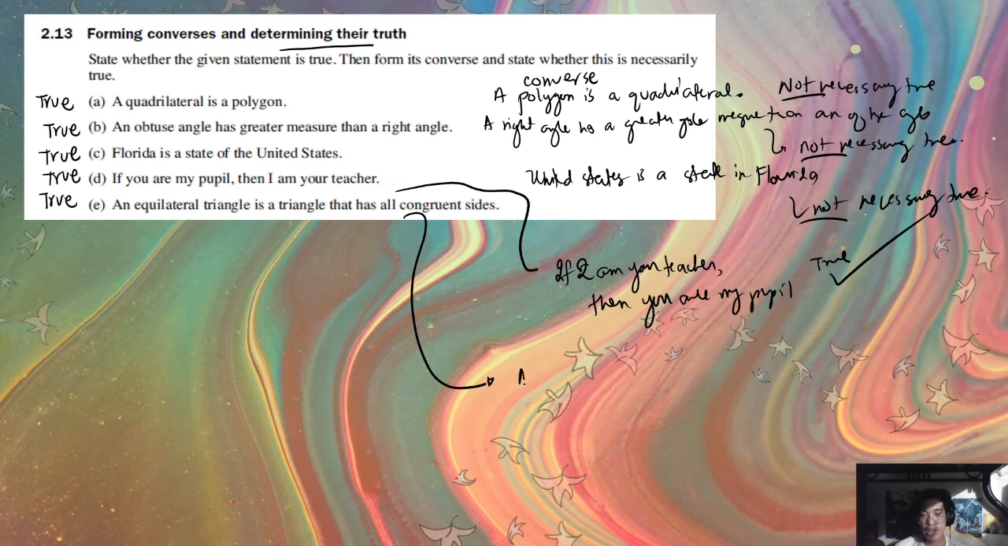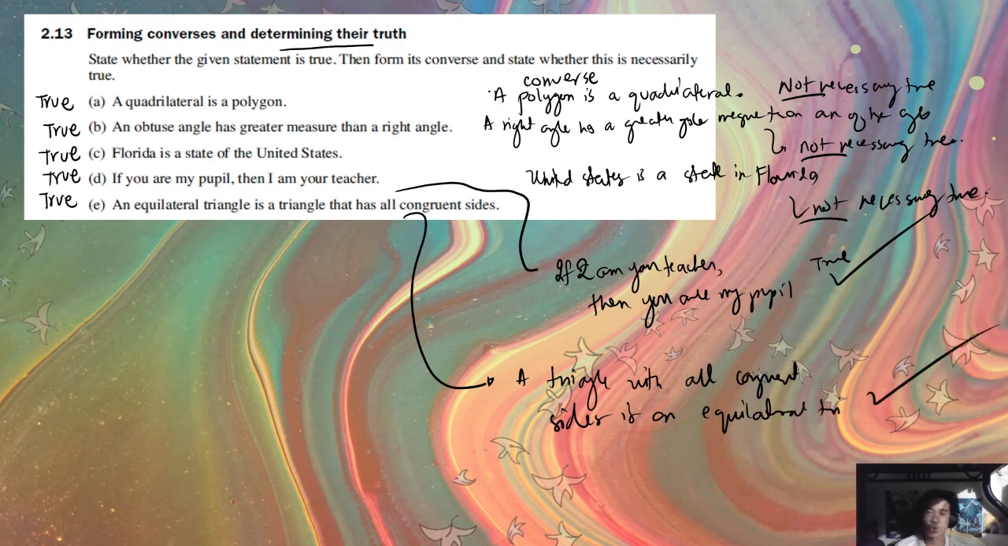For number 5, or letter E, an equilateral triangle is a triangle that has all congruent sides. The converse: a triangle with all congruent sides is an equilateral triangle. Always remember for a converse, based from its original statement, the conclusion comes first, and then it's followed by the hypothesis. And that is of course true.